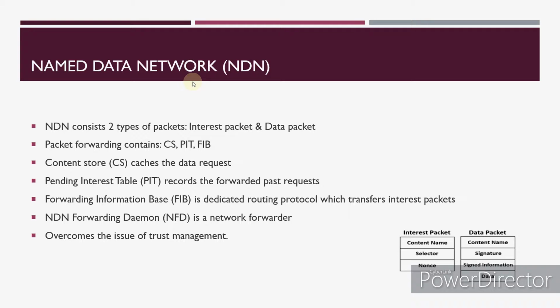which have been forwarded to different interfaces or the sources that the data needs to be delivered to. And the forwarding information base, or FIB, is a dedicated routing protocol which transfers interest packets. Another thing is the NFD, the NDN forwarding daemon, that runs in nodes. If the requested packet cannot be served by that node, the NFD forwards the packet to a different node where it can find its purpose.